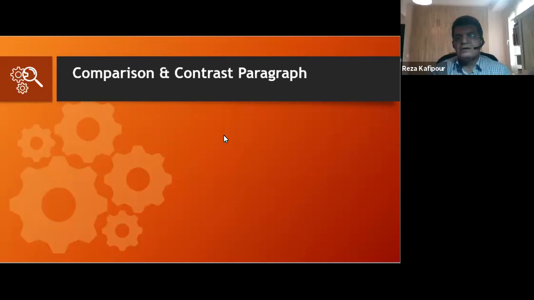Okay, so in this session, we are going to discuss the last type of paragraph, that is comparison and contrast, one of the most important types of paragraph in academic writing, especially when you are going to write a manuscript, a paper, an article for the journals. So let's see what kind of signals or structures we have that we can use in a comparison and contrast paragraph.